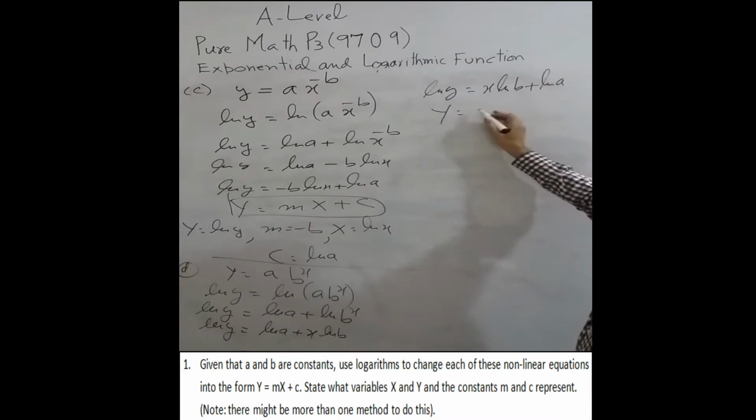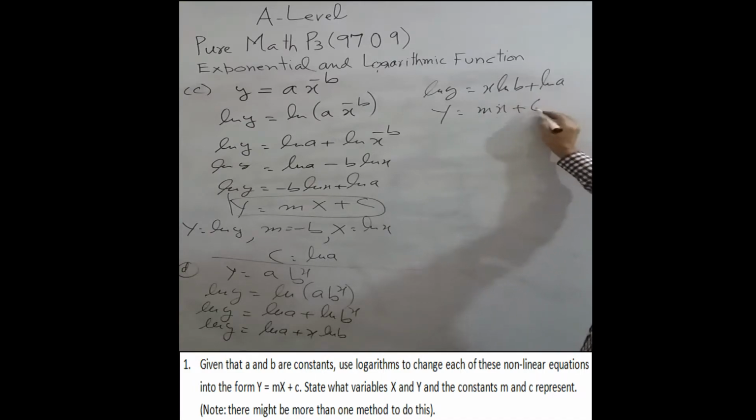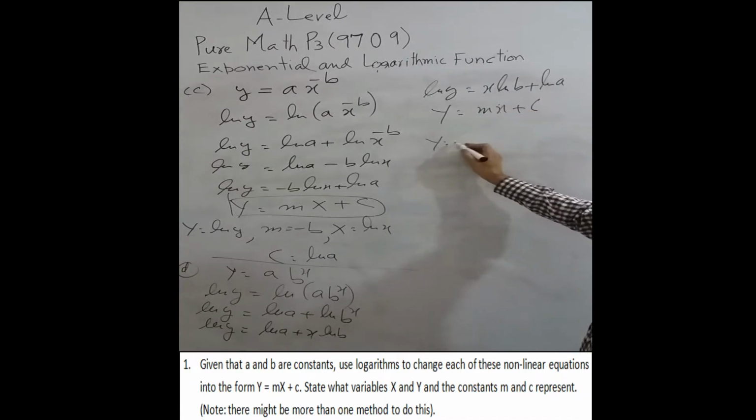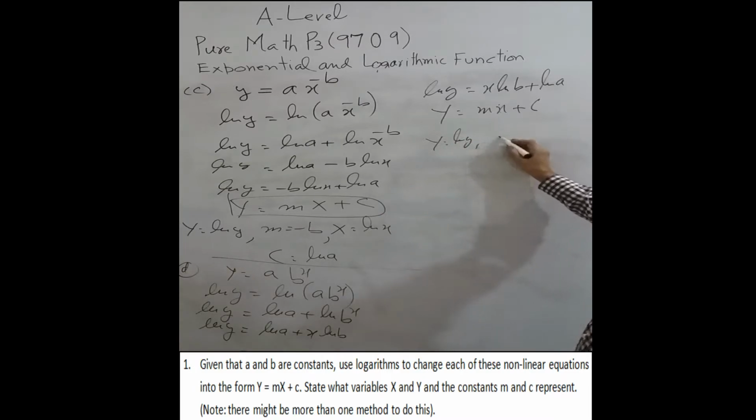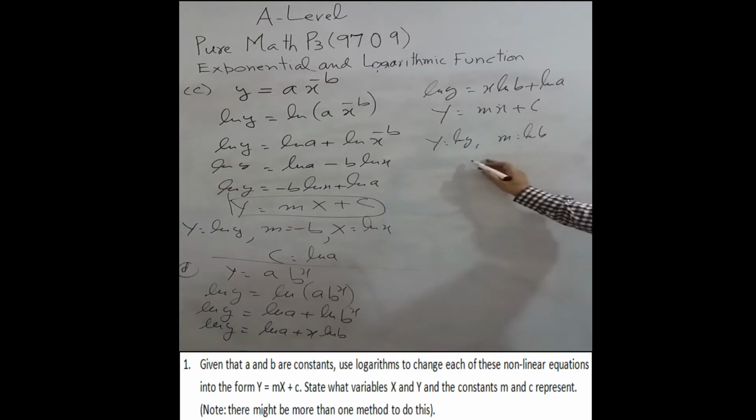So this becomes y is equal to mx plus c, where y is ln y, the gradient is ln b, and the y-intercept is c. So again we have converted it into linear form.